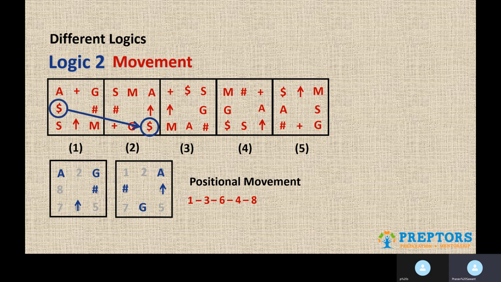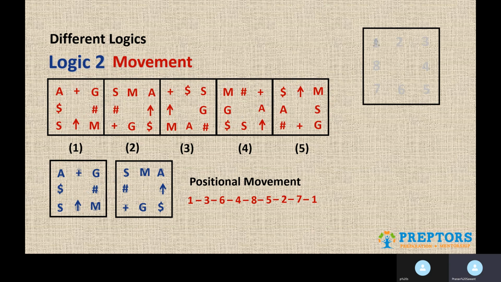Eighth position placed object moves to fifth place. Let's check it for all. Yes, it is following. So fifth place object moves to second place. It is following for all. Second place object moves to seventh place. It is followed by all. And seventh place object moves to first place. This is also followed by all.